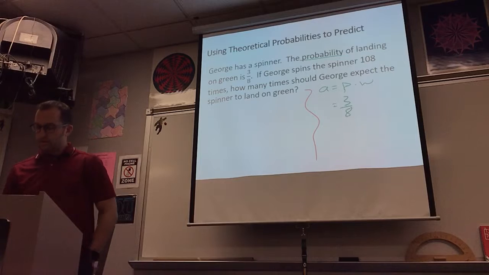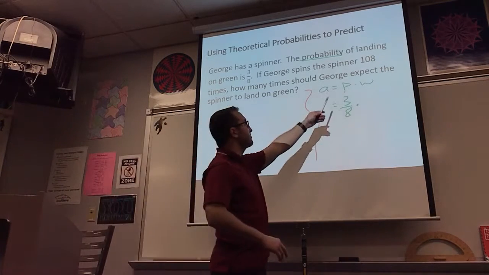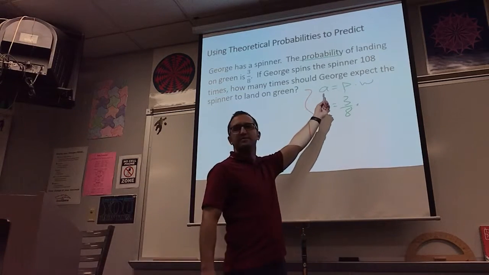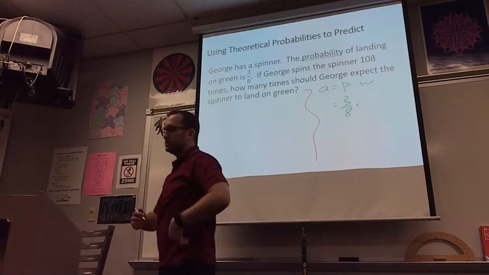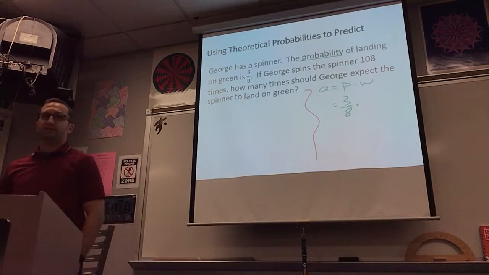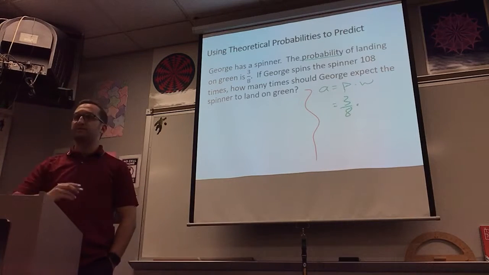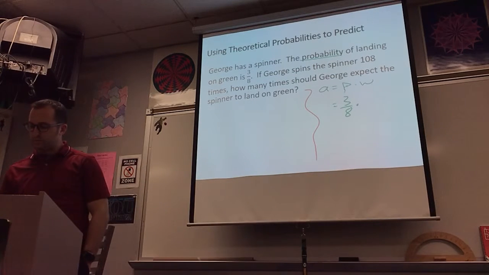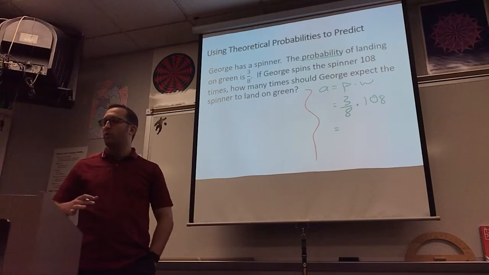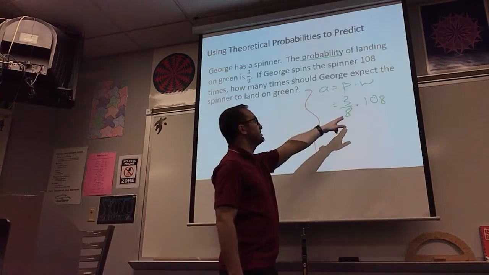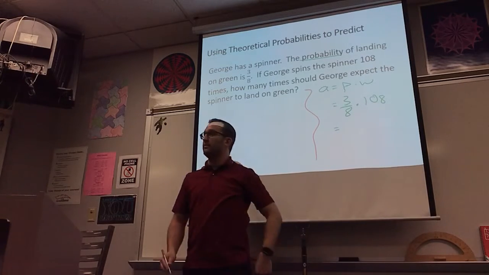3/8. So if P stands for the probability of spinning a green, A means the amount of times I expect to get a green. Remember, P and A are tied together. What's W stand for? The total, right? The amount of times you spin, the total number of spins, so this would be 108. Now we should be able to do this one without a calculator or without a whole lot of work because you can pretend that there's a 1 under the 108.